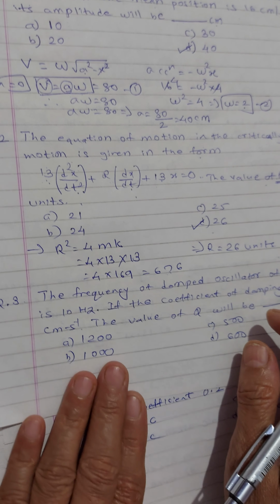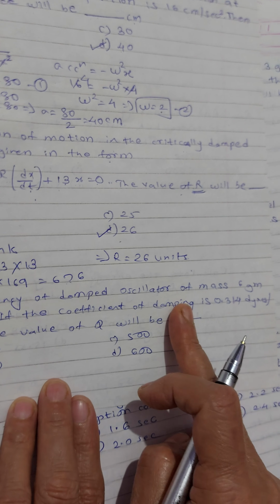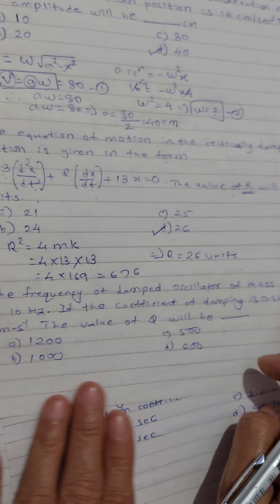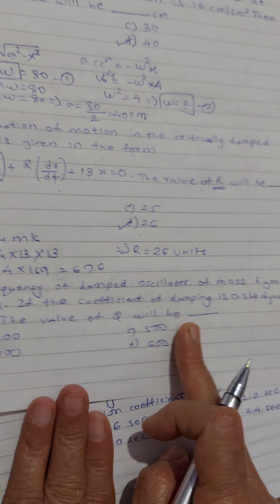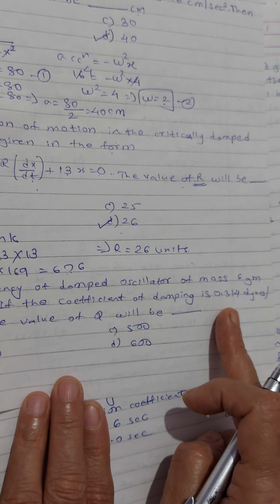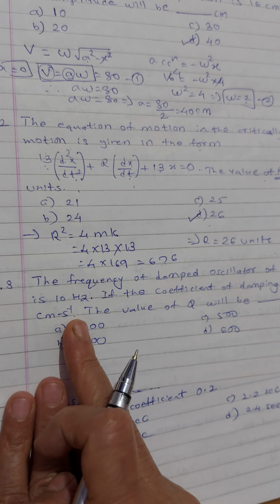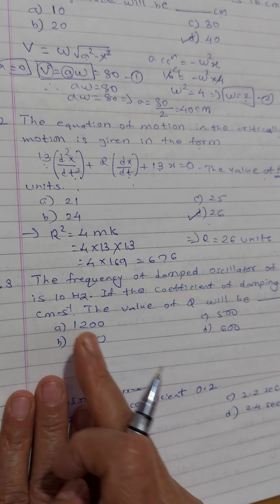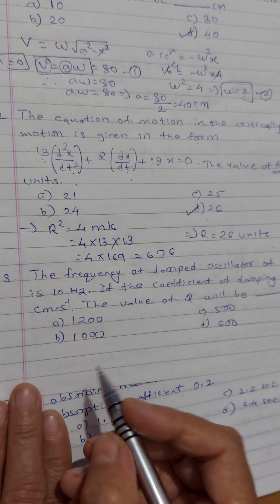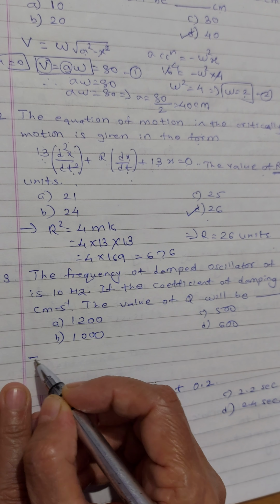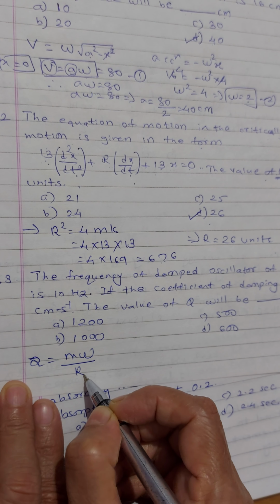Fine. Next question. The frequency of damped oscillator of mass 6 grams is 10 hertz. If the coefficient of damping is 0.314 dynes per centimeter per second or second raised to minus 1, the value of Q will be dash. Now in this case, to find out the value of quality factor Q, what is the formula? m omega divided by r, correct?